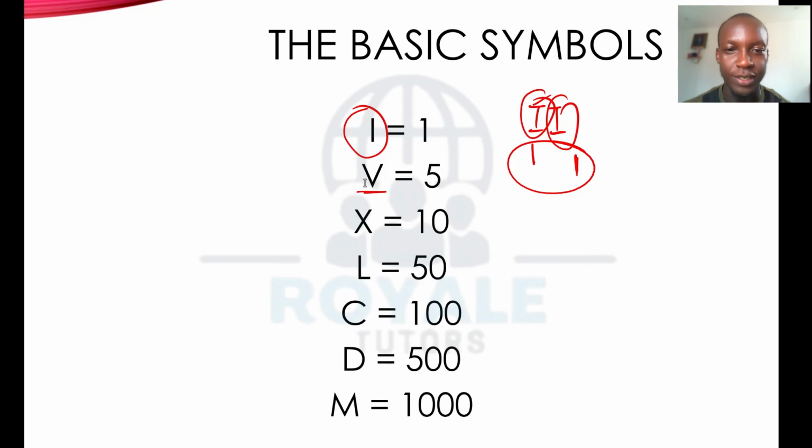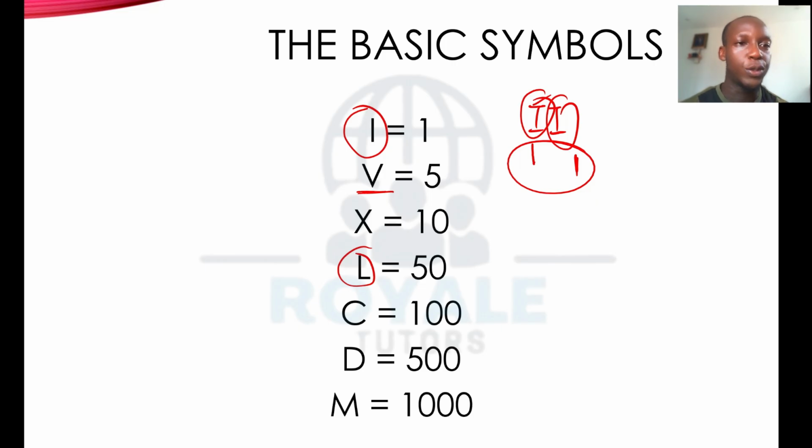Then V. Of course, these are letters that are being used to represent the number system. V now represents 5. I represents 1. V represents 5. X represents 10. L represents 50. I is 1, don't forget. V is 5. X is 10. L is 50. C is 100, absolutely 100. D is 500 and M is 1000.